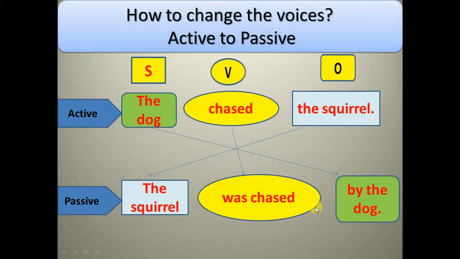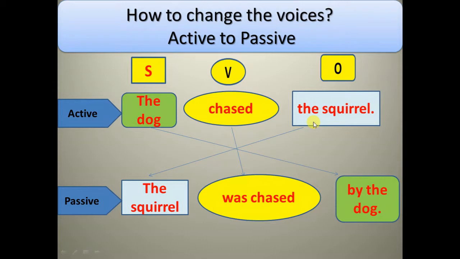Here you can also see again how to change the voices, this time from active to passive. So we have a sentence in active, which is the dog, as you know, is the subject, chased, which is the verb, and the object, the squirrel. The dog chased the squirrel.